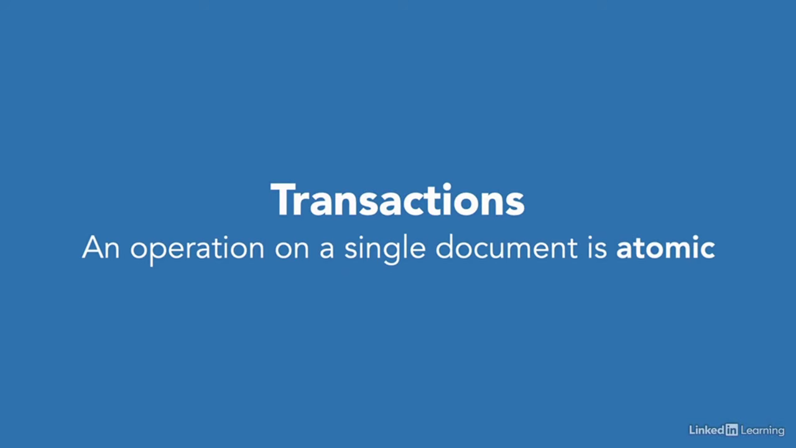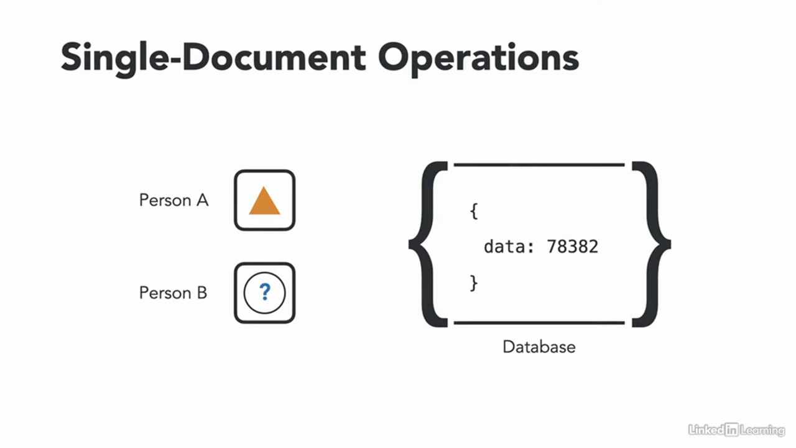In MongoDB, an operation on a single document is atomic. If person A issues a command to change some values in a document and person B issues a command to read the same document, there are two things that can happen. Either the read will happen before the document is changed, or the read will happen after the document is changed. You will not receive the document with partial changes.